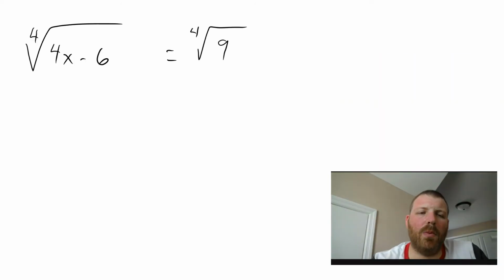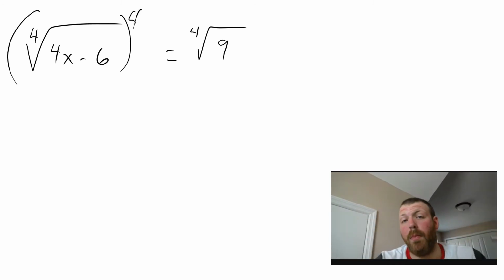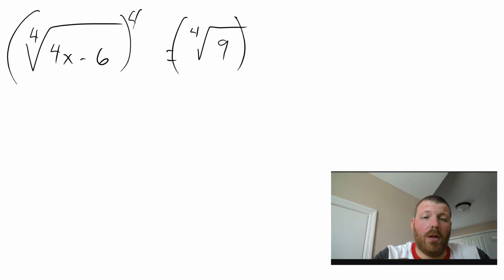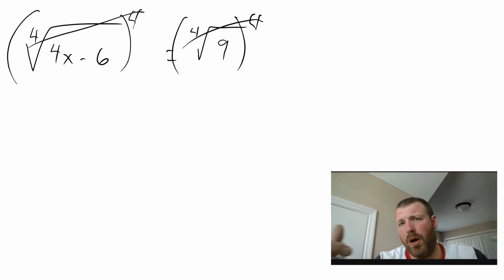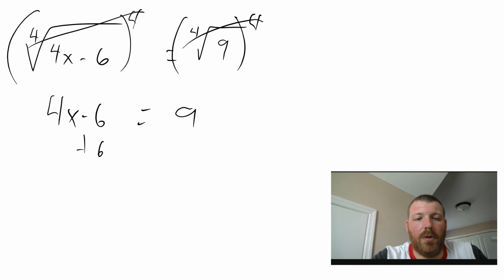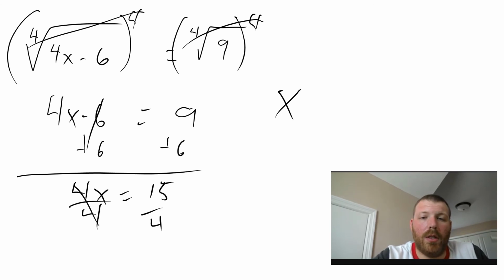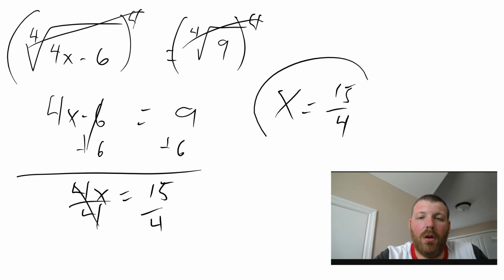All right, looking at this next one, we have a 4 on the outside. Basically all it means is that I need to raise this whole thing to the 4th power to get rid of it. We have to undo it. Whatever I do to one side, we have to do to the other. Luckily, they're both 4s, and we're not going to do anything right now where it's different like that. So you have 4x minus 6 is now equal to 9. Add 6 to both sides, you get 4x equals 15. Divide by 4, x is 15 over 4.